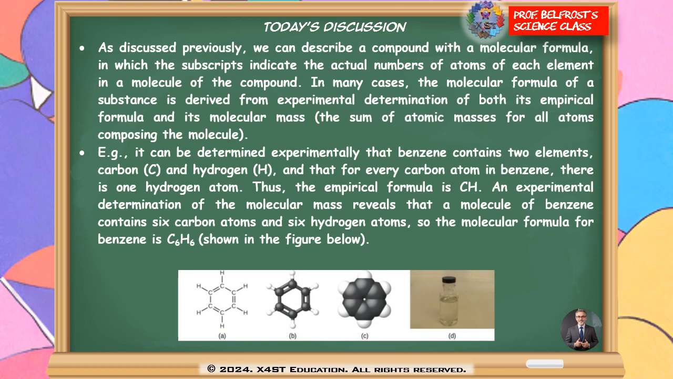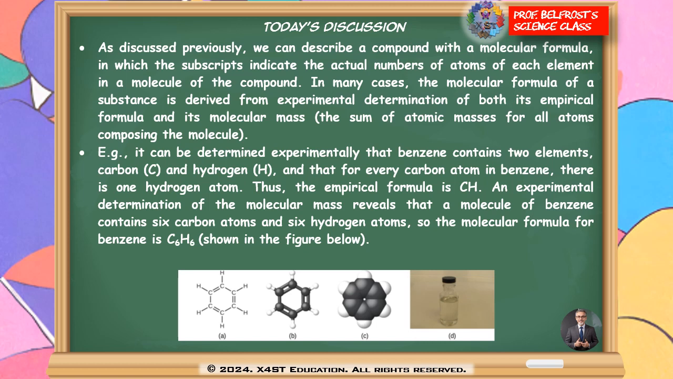As has been discussed previously, we can describe a compound with a molecular formula in which the subscripts indicate the actual numbers of atoms of each element in the molecule of the compound. So we have, first, molecular formula, and second, empirical formula. The empirical formula is just a simplification of the molecular formula. For example, if you have the ratio of 2 and 4, we can simplify it to the smaller number ratio, which is 1 over 2.